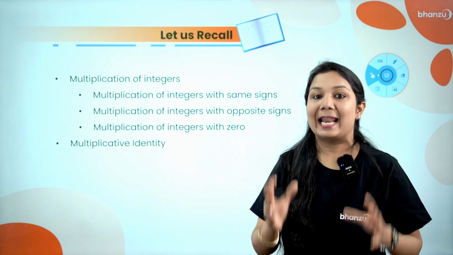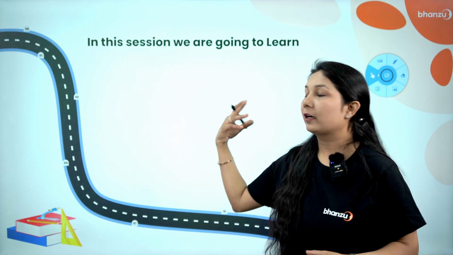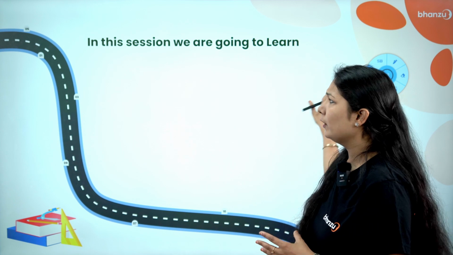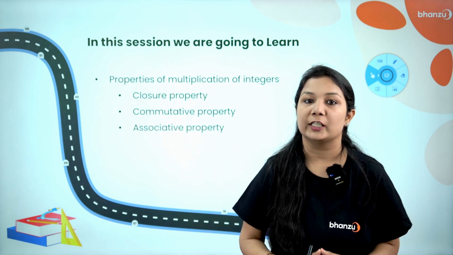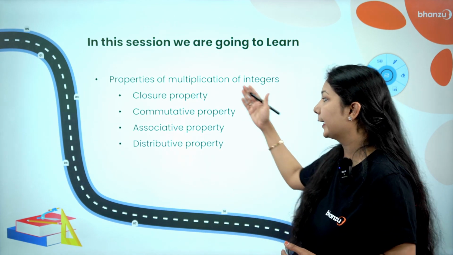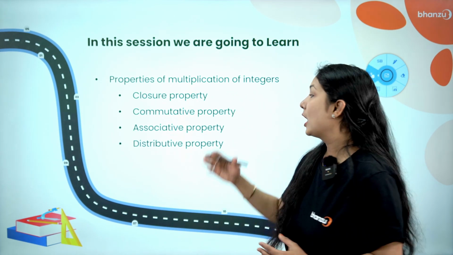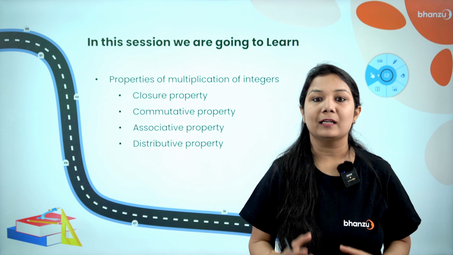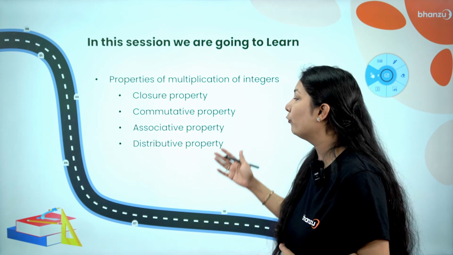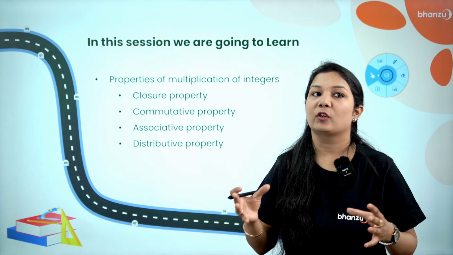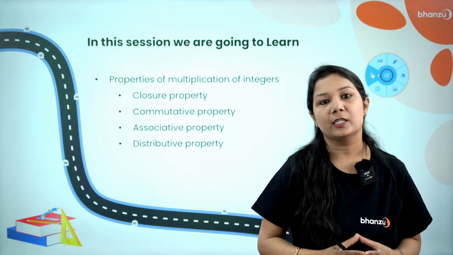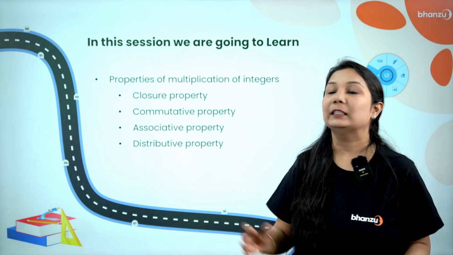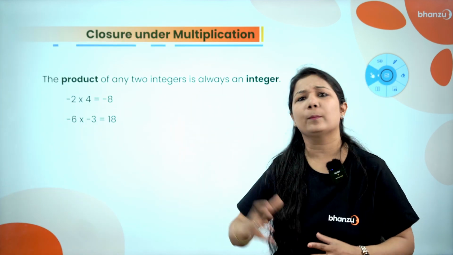So now let's talk about our topics for the day. We'll be covering the different properties under multiplication of integers. The first one being closure property, second commutative property, third is associative property, and fourth is distributive property. We are going to discuss all these properties, starting with the first one, that is closure property.